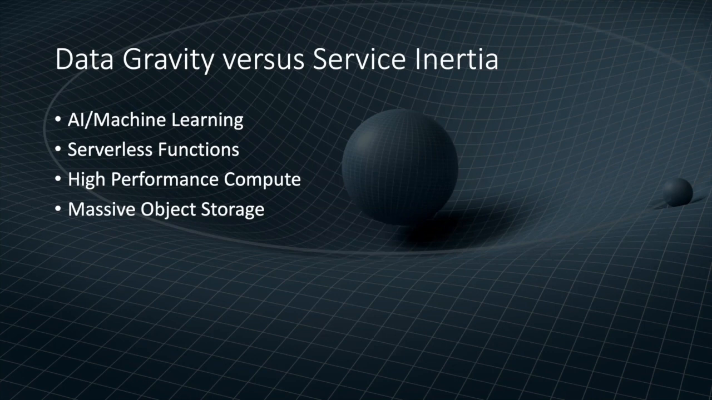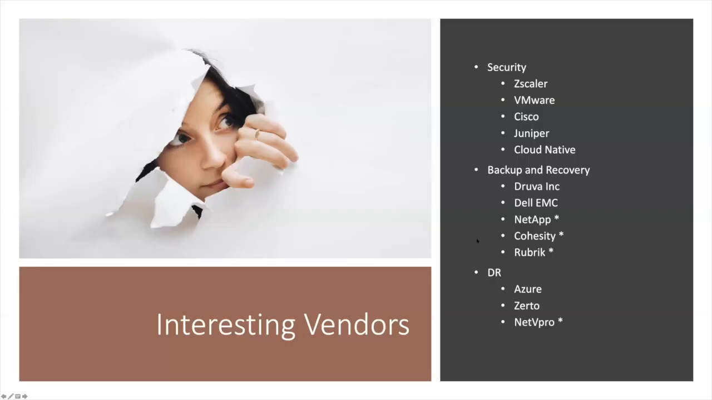That is a challenge. So we're going to talk about the cool vendors in this space in general. From a security perspective: Zscaler, VMware, Cisco, Juniper. And when I say cloud native, I mean the native cloud solutions, which is what we basically have to do today. You need to look to some of these vendors to have these challenging conversations.